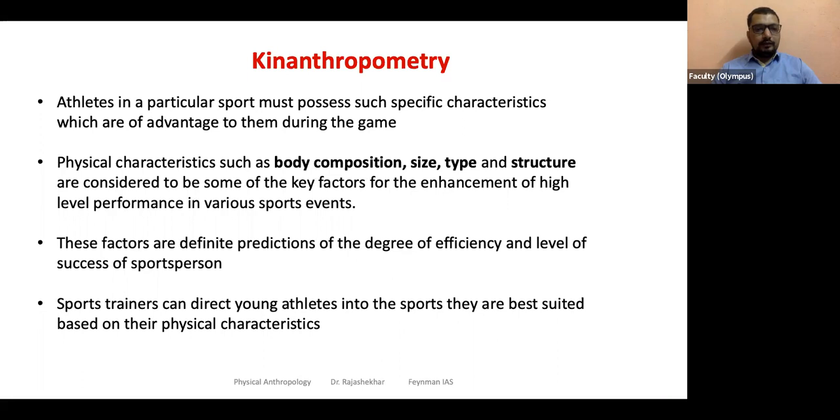Okay, so these factors are definite predictions of the degree of efficiency based on this composition. For example, if they have more fat composition, or there's a good proportion of muscle and fat. So people who could actually run and require an extra amount of energy in the process, a little bit of fat is needed, because for that movement you require enough energy to support the activity of movement, correct?